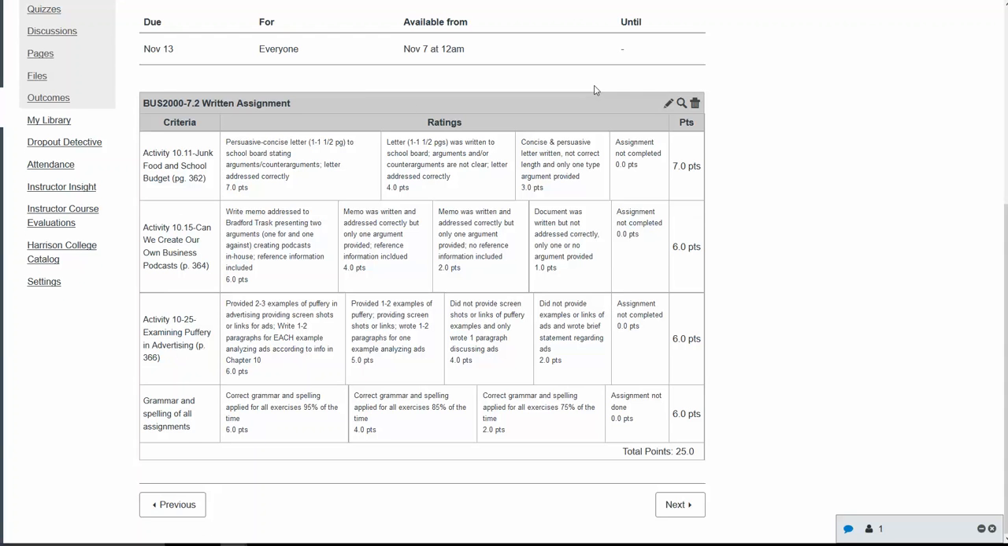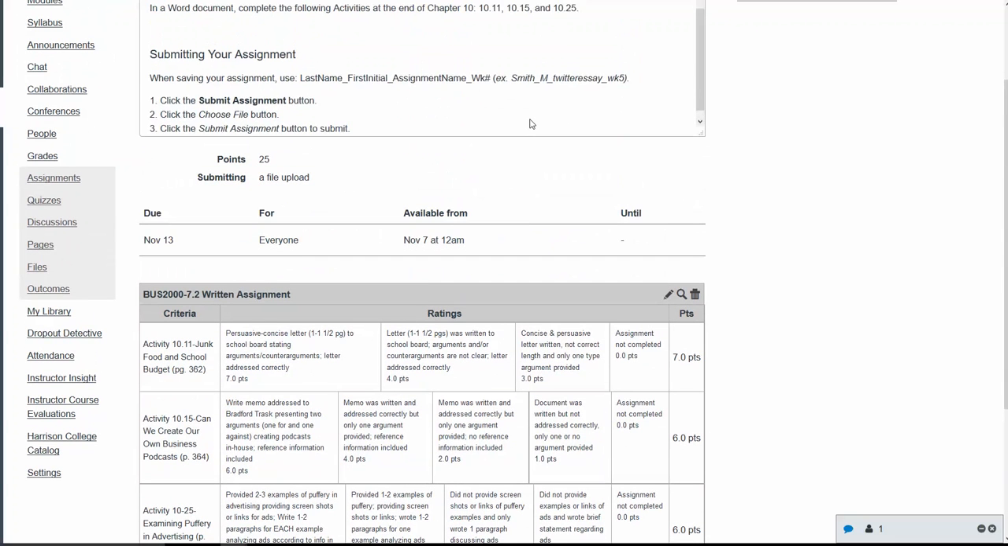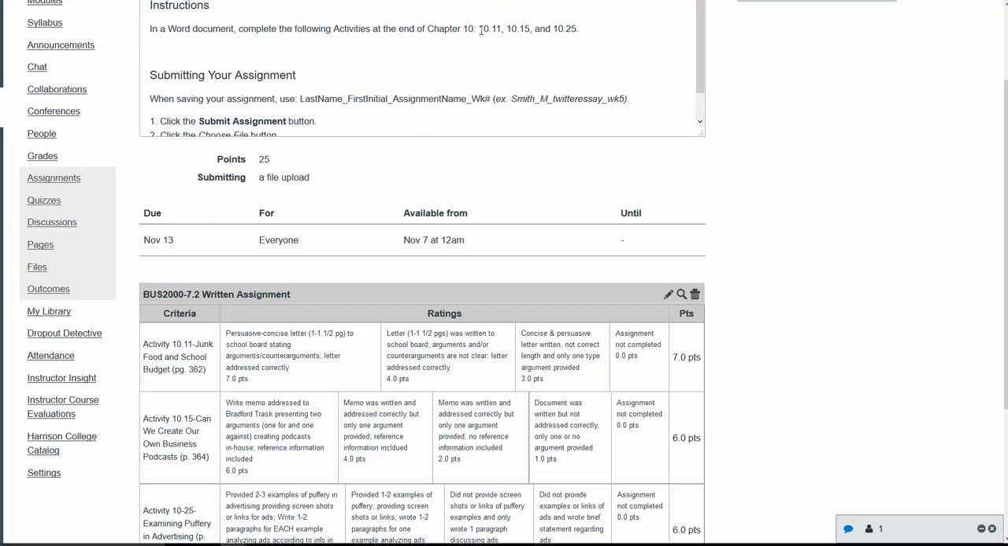And I'm going to attach, rather, in another file, and I'll go over it with you, the information about these assignments.